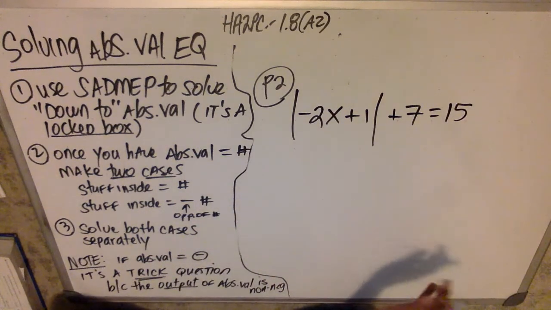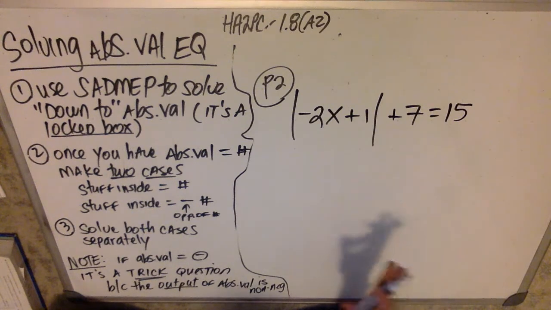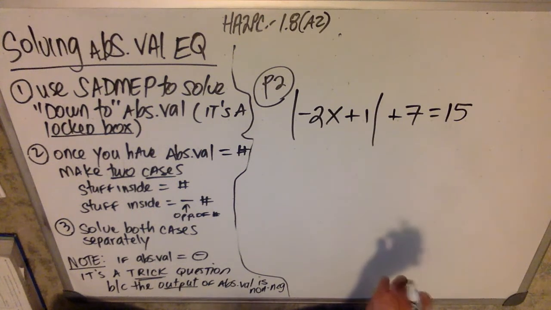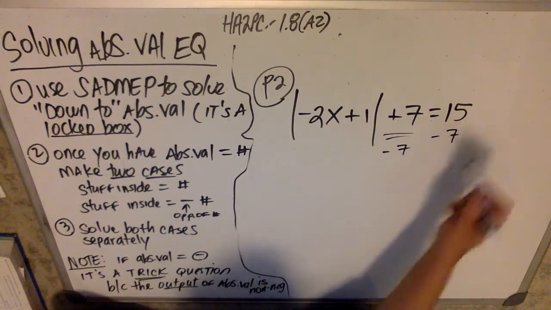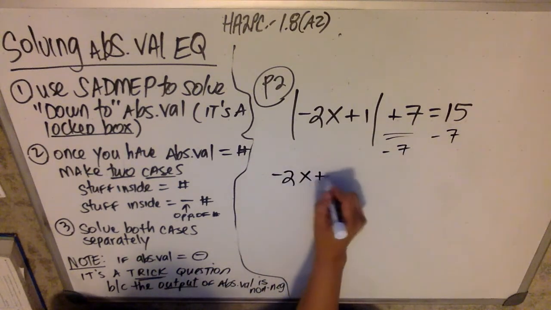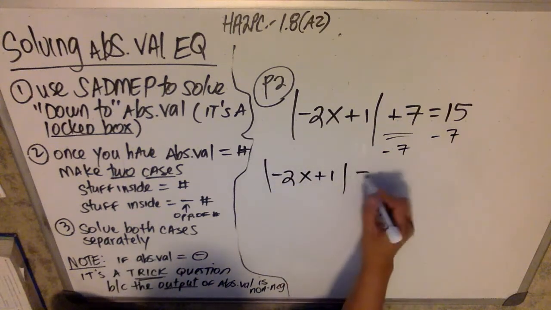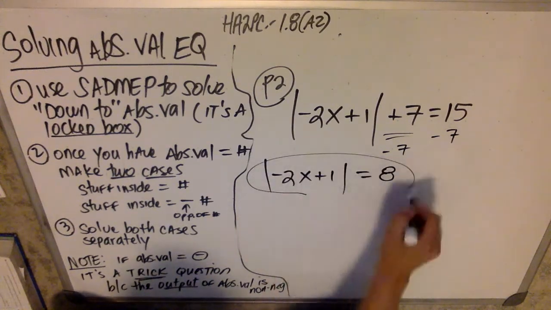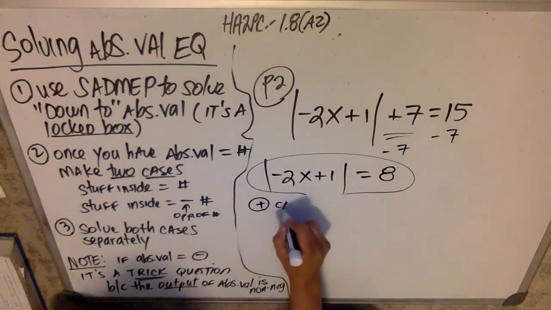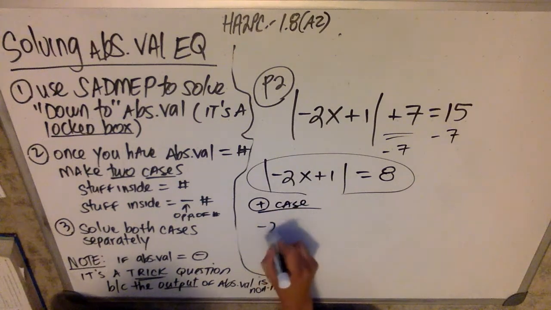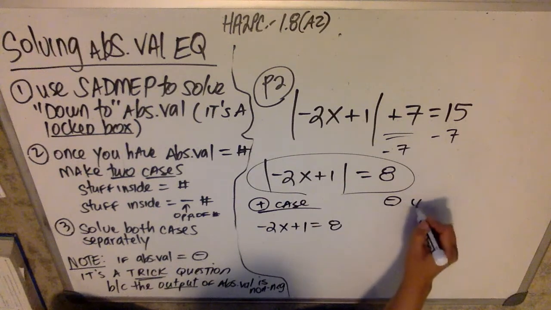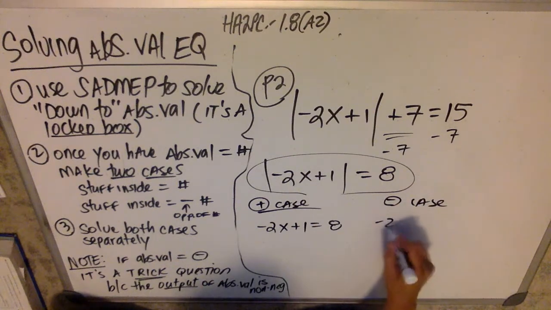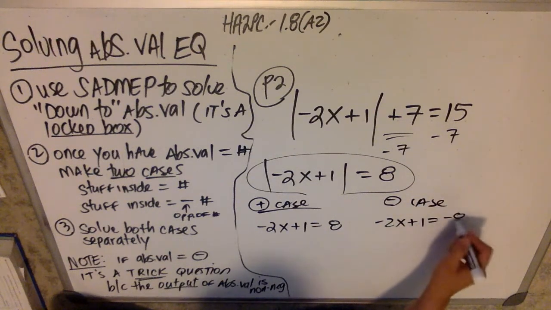Okay, so if you want to solve this by yourself, you can. If you want to pause me, that's just fine. I'm going to go ahead and solve it. So this is outside the absolute value, so I need to deal with it first. So I'm going to subtract that 7, and I'm going to get negative 2x plus 1 inside the absolute value equals an 8. So now I'm stuck, right? And I'm going to split it into my two cases. My positive case is going to be that the stuff inside the absolute value is an 8. My negative case is that the stuff inside the absolute value, negative 2x plus 1, is a negative 8.